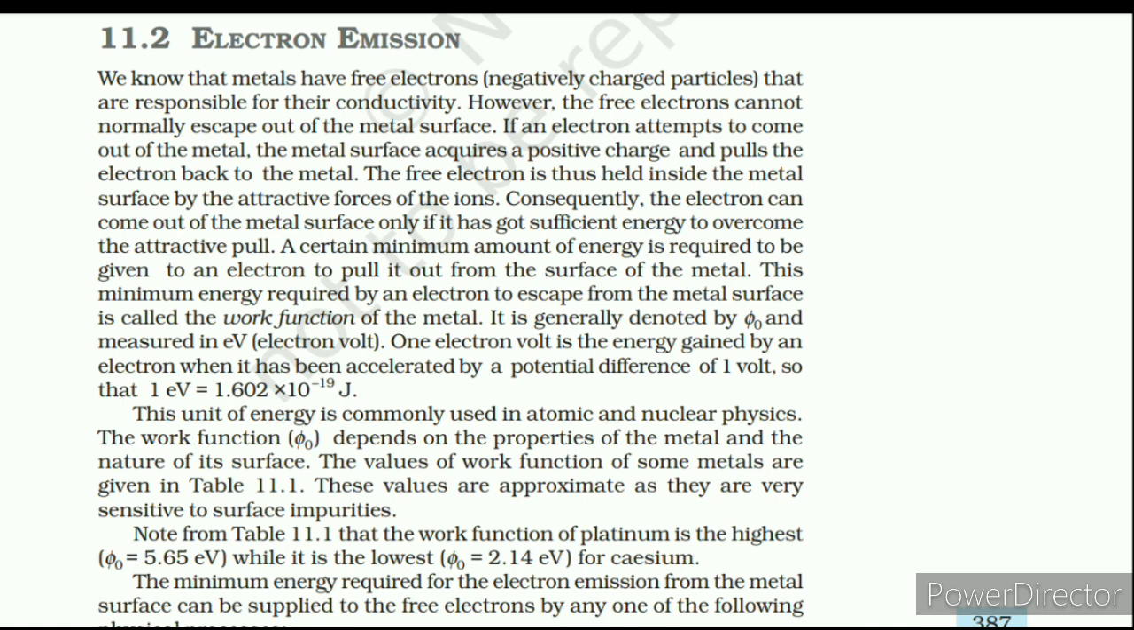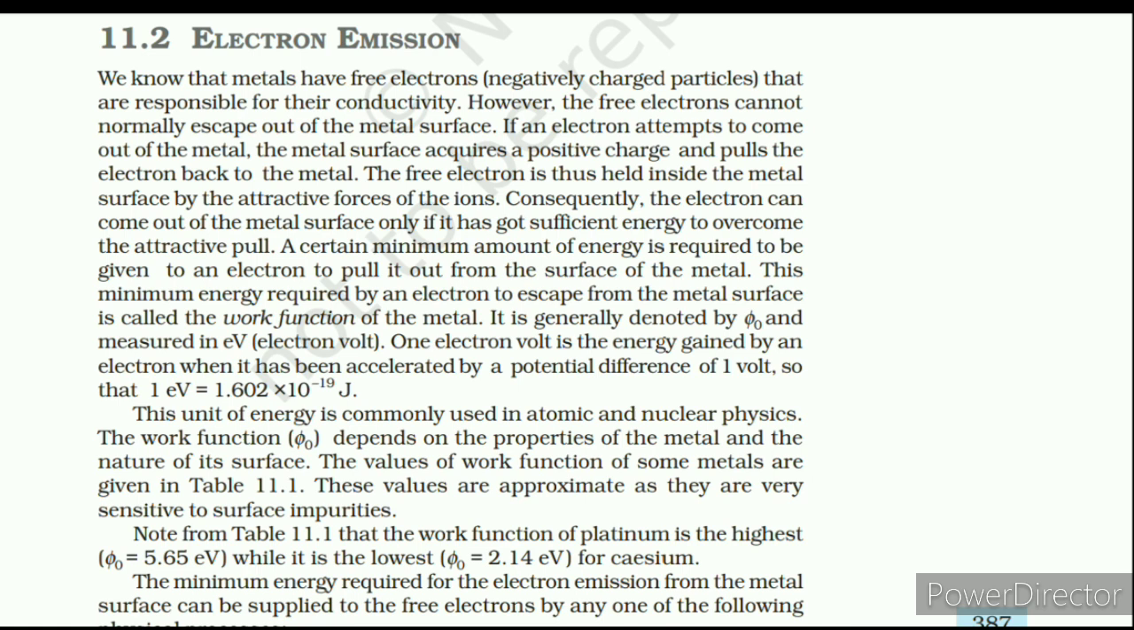The minimum energy required for electron emission from the metal surface can be supplied to the free electrons by any one of the following physical processes. Number 1, thermionic emission. By suitably heating, sufficient thermal energy can be imparted to the free electrons to enable them to come out of the metal.